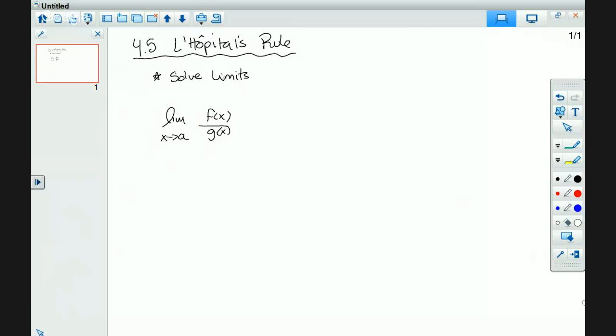Makes me sad that we're going back to limits. I'd rather do limits than derivatives.